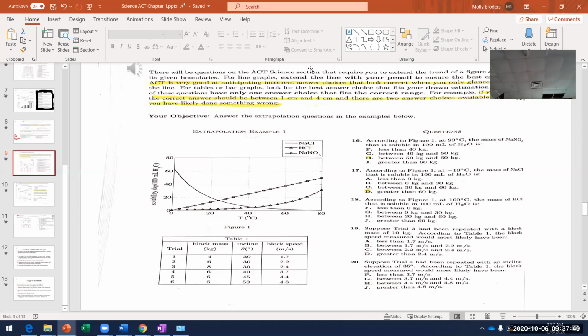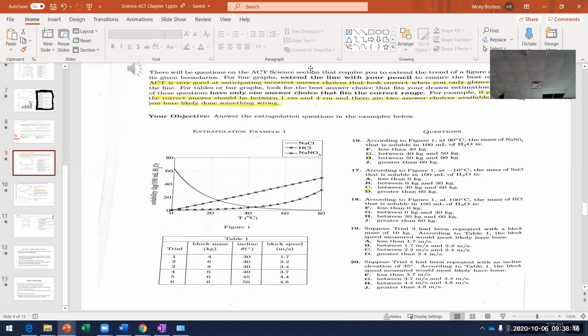At 90. H. It is H. It is between 50 and 60. Does everybody see that? Okay, do you see why J is not wrong? And why, did somebody else say F? Okay, so that line is going up, so it's got to be above 40, but it's probably not up to 60. So H is the right answer, okay?